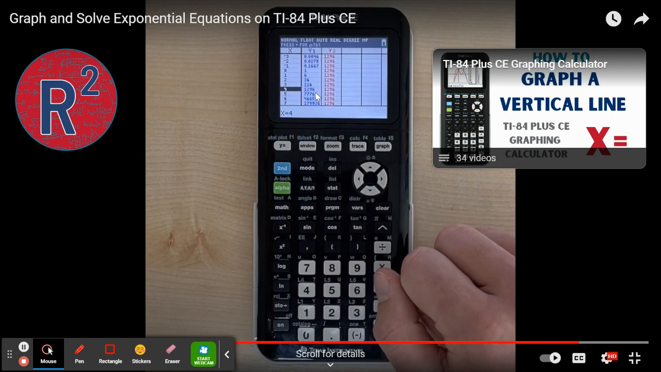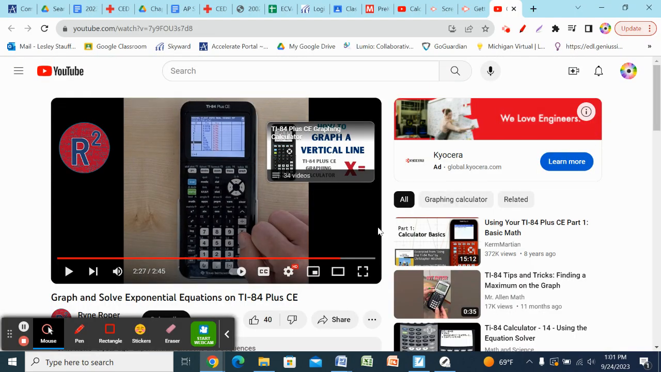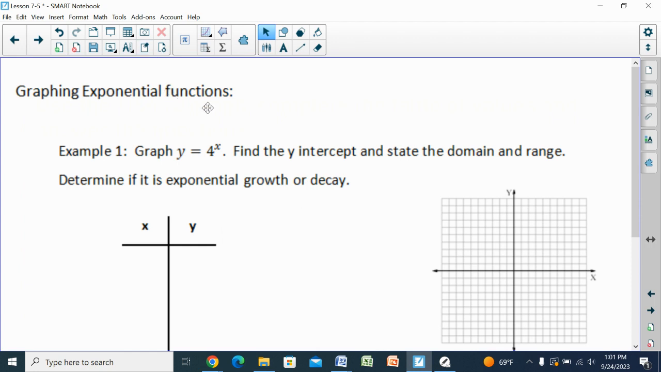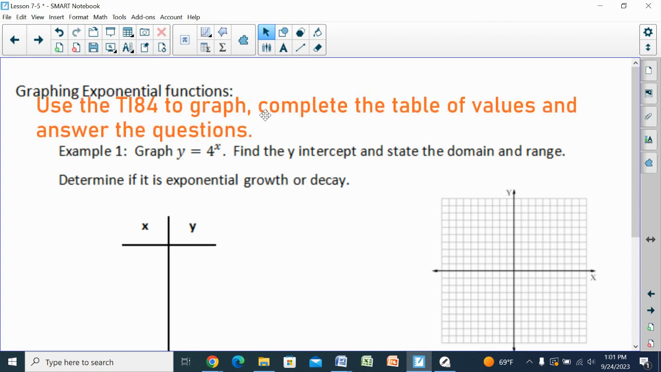Then I can put those on my table and I can go ahead and put those points on my graph and graph them. All right, so that's how we're going to graph. When we're graphing exponential functions, we're going to use the TI-84 to graph them. We're going to use that second graph button to get to the table on the TI-84 so we can complete the table of values.